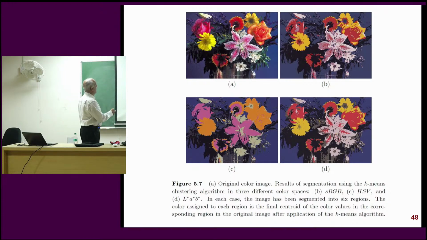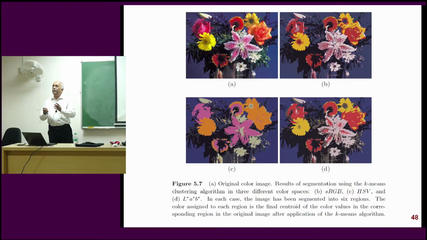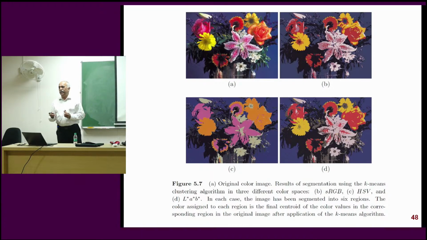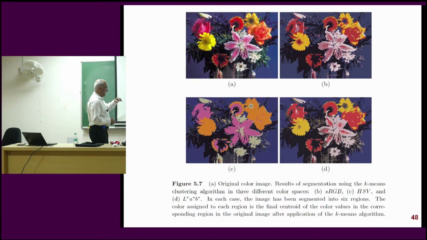So here we have an original image with lots of colors, and the results of K-means clustering in 3 different color spaces: sRGB, where S is the standardized RGB; this is HSV, similar to HSI, the intensity and value. The intensity I component and V component are obtained using different combinations of RGB. So HSI and HSV are similar, but the third component is computed differently. And then LAB.